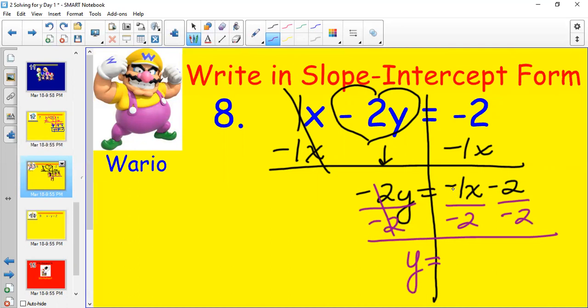Now the other thing is to be careful of the signs. Negative divided by a negative is a positive. So this is 1/2 x. Again, negative divided by a negative is a positive, and 2 divided by 2 is 1. So our equation in slope-intercept form is y equals 1/2 x plus 1.